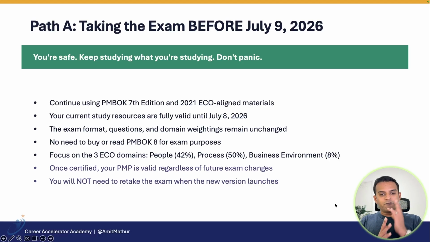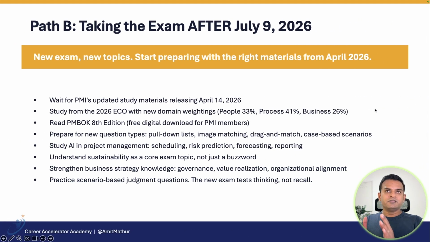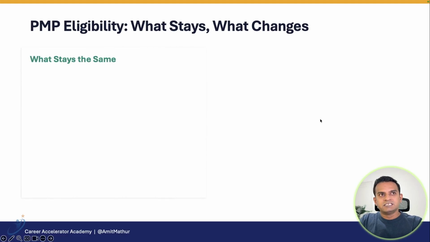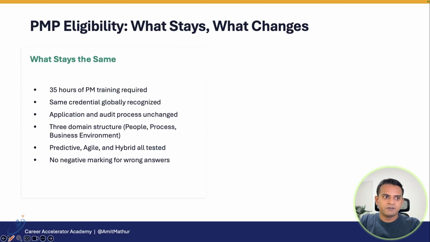Now you have 2 paths. Path A is to take the exam before 9th of July 2026, and we have already discussed the changes coming in. Or you wait and give the exam after 9th July 2026. For this one, you need to study the additional things we have discussed, like AI, ESG and other topics. Regarding PMP eligibility, here is what stays the same: 35 content hours are still the same.